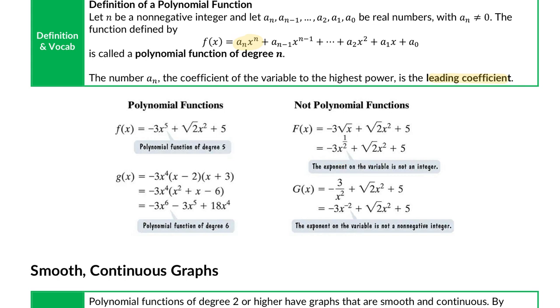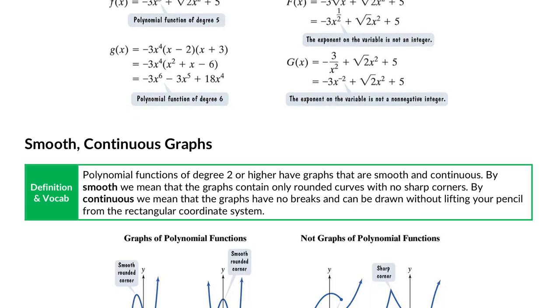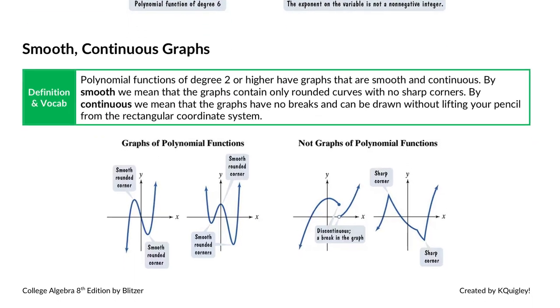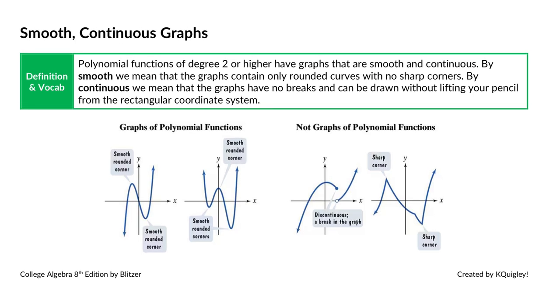Do you see the difference between yes polynomials and not polynomials? Great. Now what polynomials make in a graph is smooth, continuous curves. Polynomial functions of degree 2 or higher have graphs that are smooth and continuous. By smooth, we mean that the graphs contain only rounded curves with no sharp corners. And by continuous, we mean that the graph has no breaks and can be drawn without lifting your pencil from the coordinate system. These are smooth and continuous.